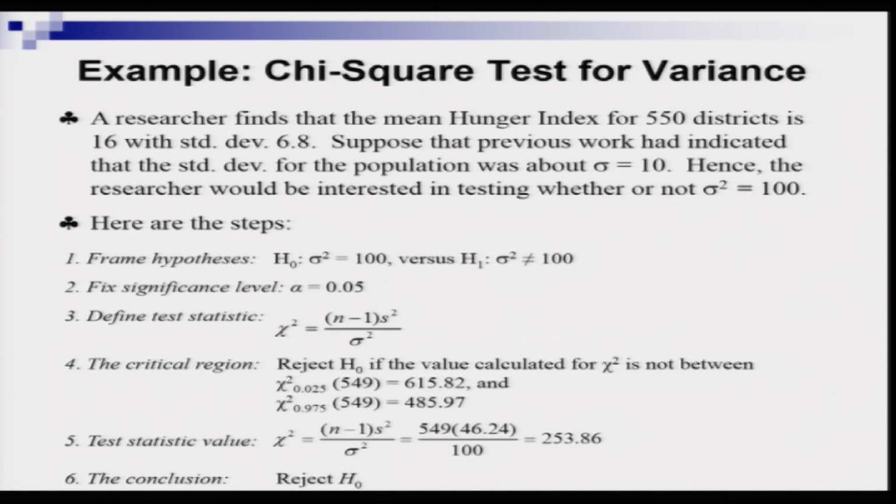So, if we are doing so, we have to basically figure out the critical values, and these critical values will come from the chi-square distribution, right. And you note that the test statistic value is not falling in the range created by these two critical values that came from the chi-square table, namely 485.97 and 615.82. So, you decide that I am rejecting the null hypothesis based on the sample evidence, of course.